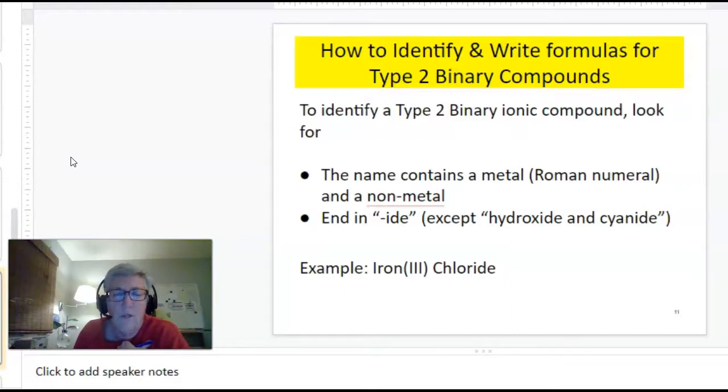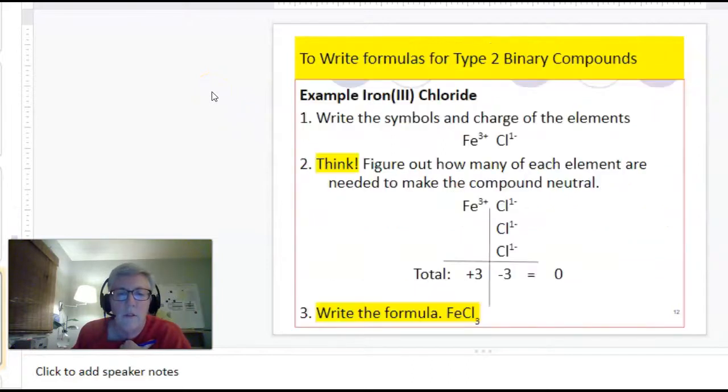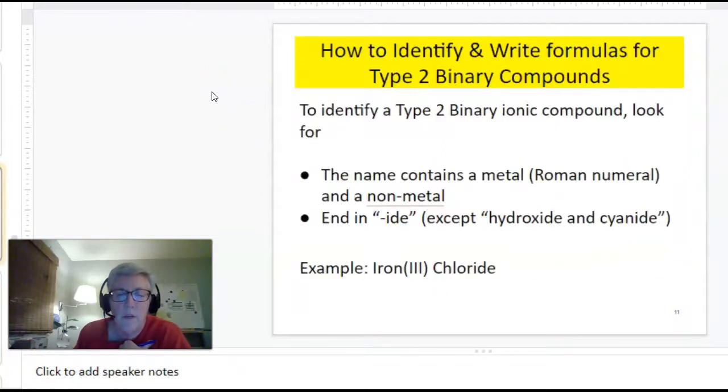All right, so here's what you do. First you have to realize that you have a transition metal in there. And you know that because there's a Roman numeral in the name. Okay, and then the ending should say IDE. All right, so let's just try this: iron(III) chloride.